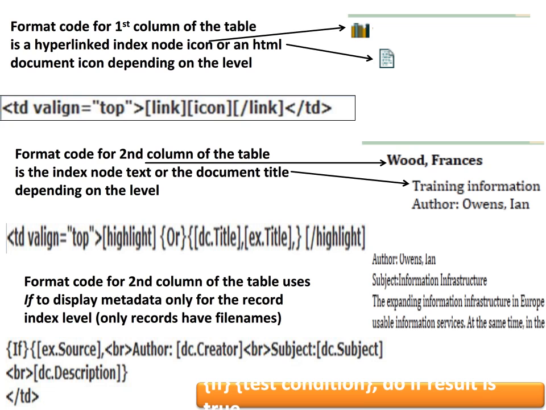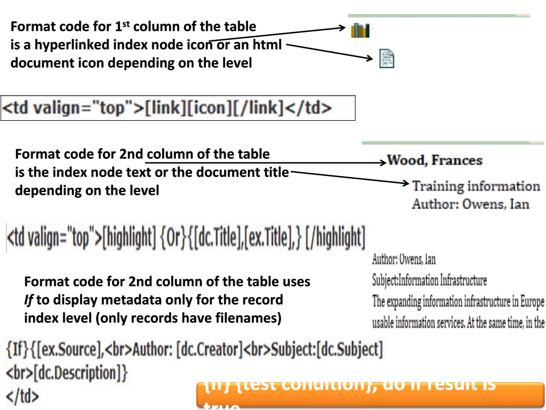Now when you click on the bookshelf icon, you go to the record index level that lists all the associated records. At this point, the icon variable now holds the Greenstone converted icon, and the link command goes to that document when that icon is clicked. So they use the same thing for the two different levels. The second part of the column is also that.